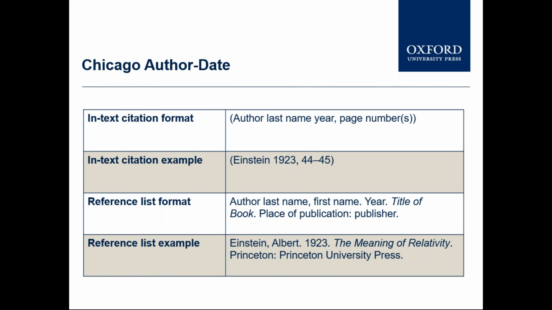Then we move to Chicago author-date format. In an in-text form, within the text, like I showed you, all you need is the author's last name, year, and page numbers. Einstein, this is the year the book was published, page 44, 45. If you are using it in the reference list, author's last name, first name, that means Einstein, Albert, then the year, 1923, name of the book, The Meaning of Relativity, Princeton, Princeton University Press.